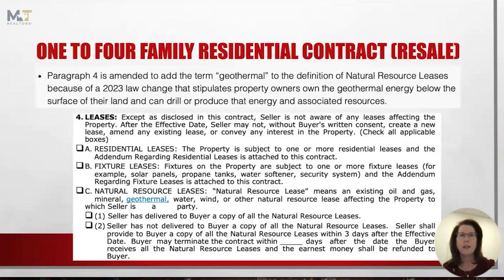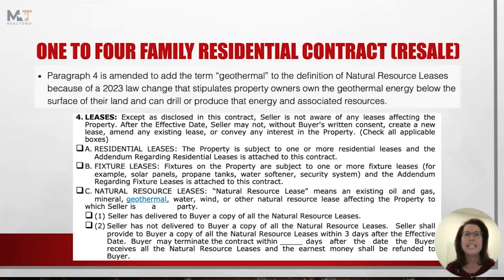The first one we're going to talk about is the 1 to 4 family residential contract resale. I've taken some excerpts from TREC, being the government entity, the Texas Real Estate Commission, and they are telling us exactly why they have made the changes.